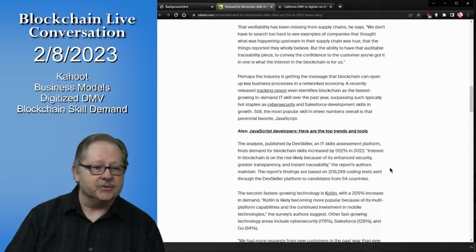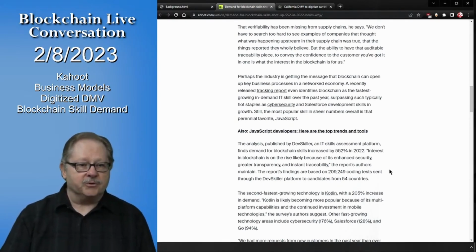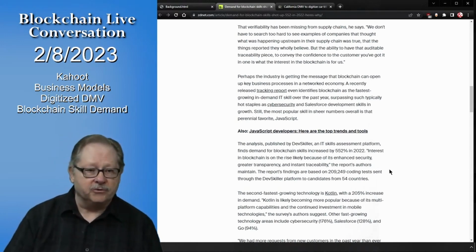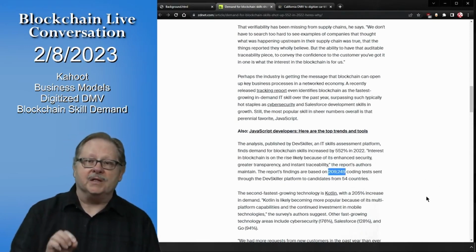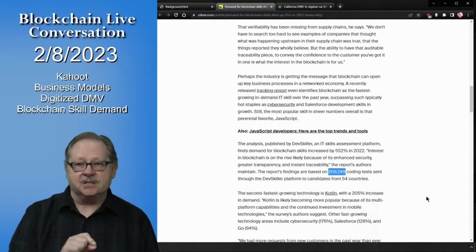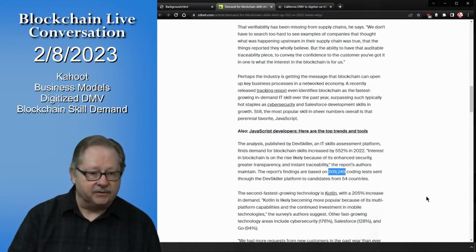The report's authors maintain the report's findings are based on 209,249 coding tests sent through the DevSkiller platform to candidates from 54 countries. So it's fairly widespread. 54 countries is pretty broad, but 209,000 requests for blockchain-related skill assessments. So that's where they're getting their data from.